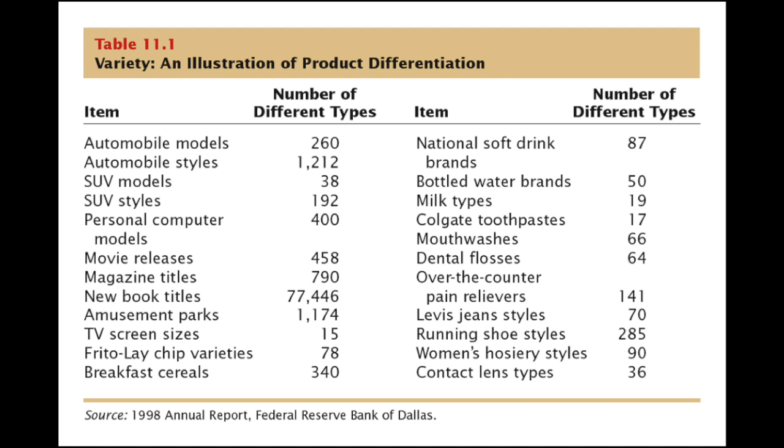This table illustrates the wide variety of different types of goods in the market. One interesting fact to note from the table is that even bottled water has 50 different brands. How can companies manage to make 50 different brands of bottled water and try to make their brand differentiated?